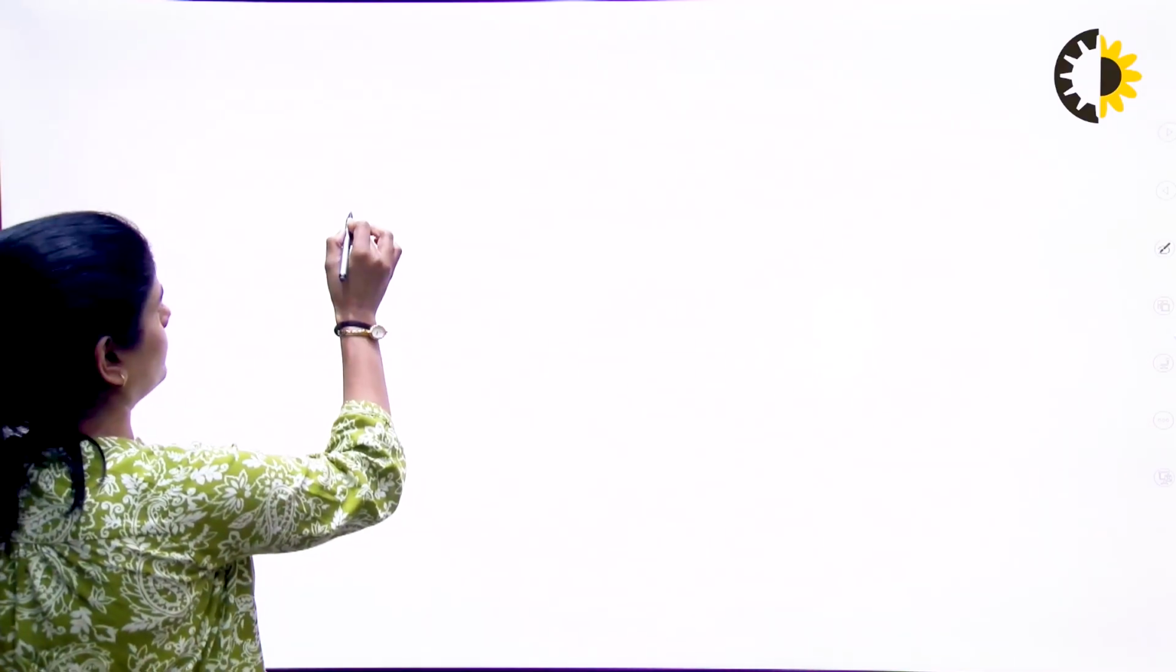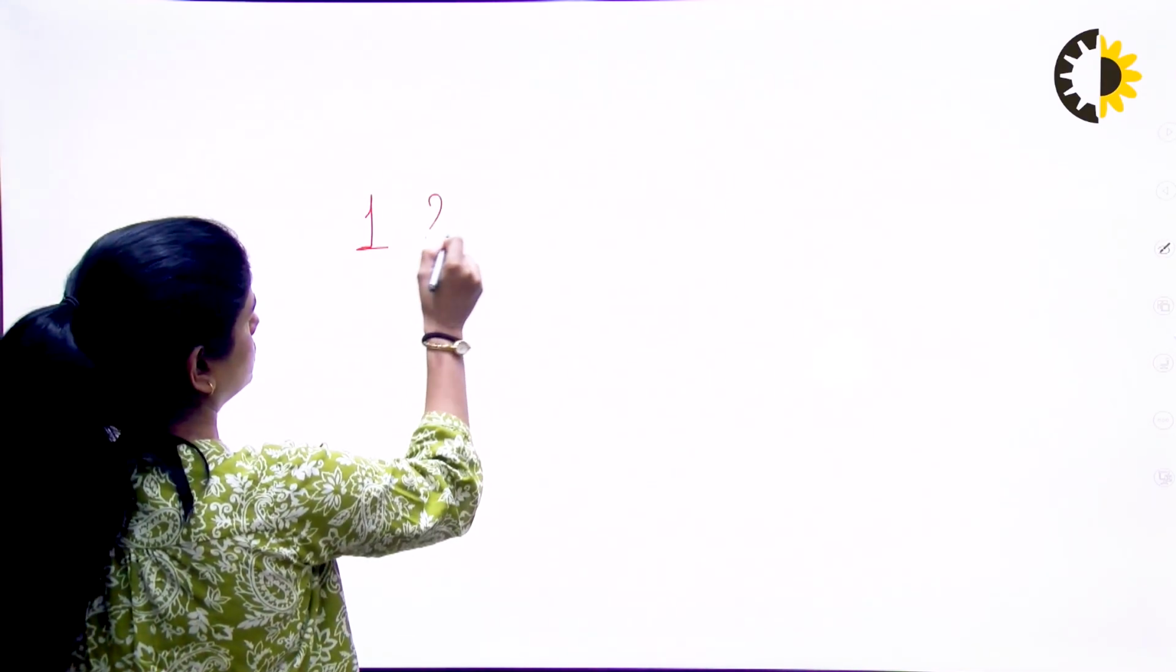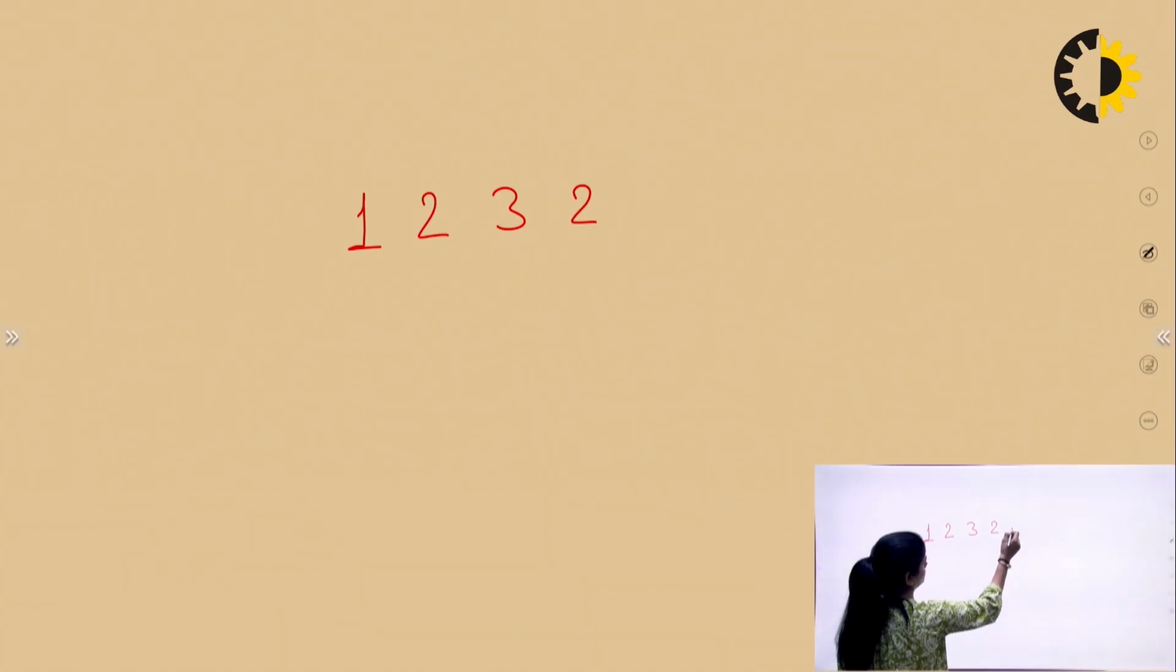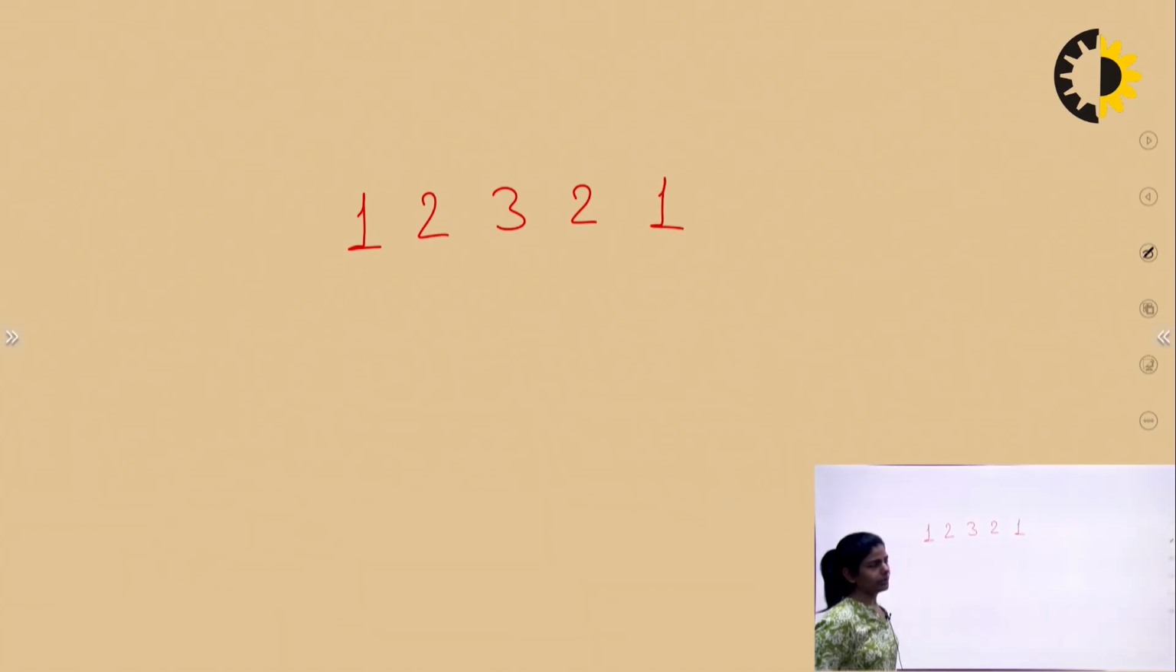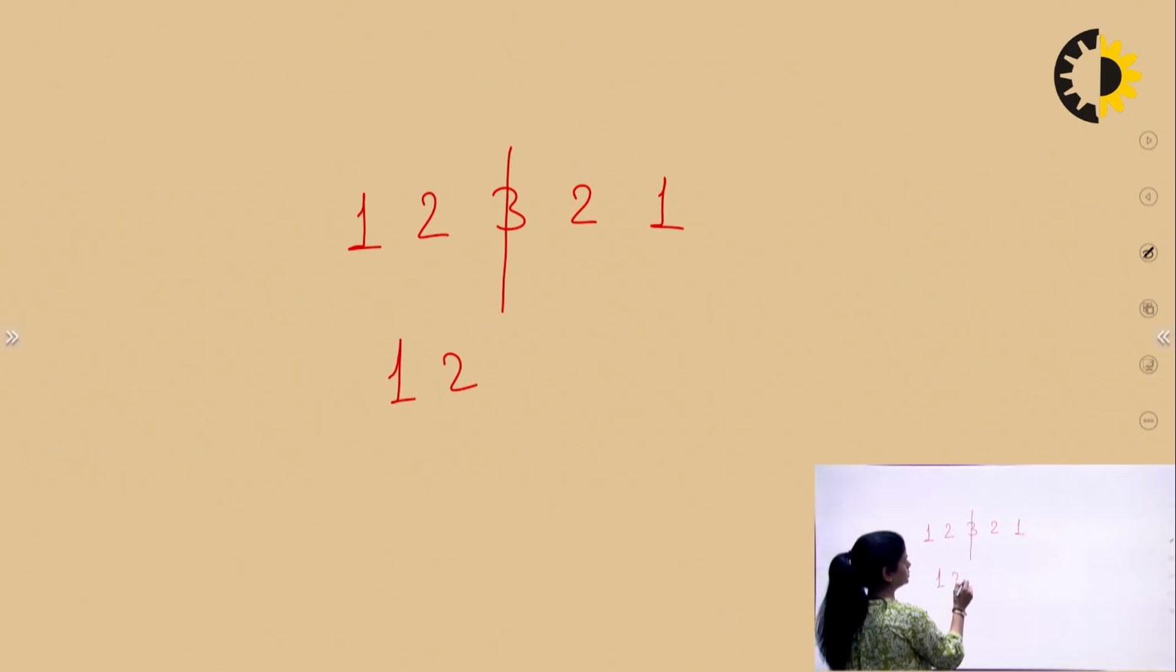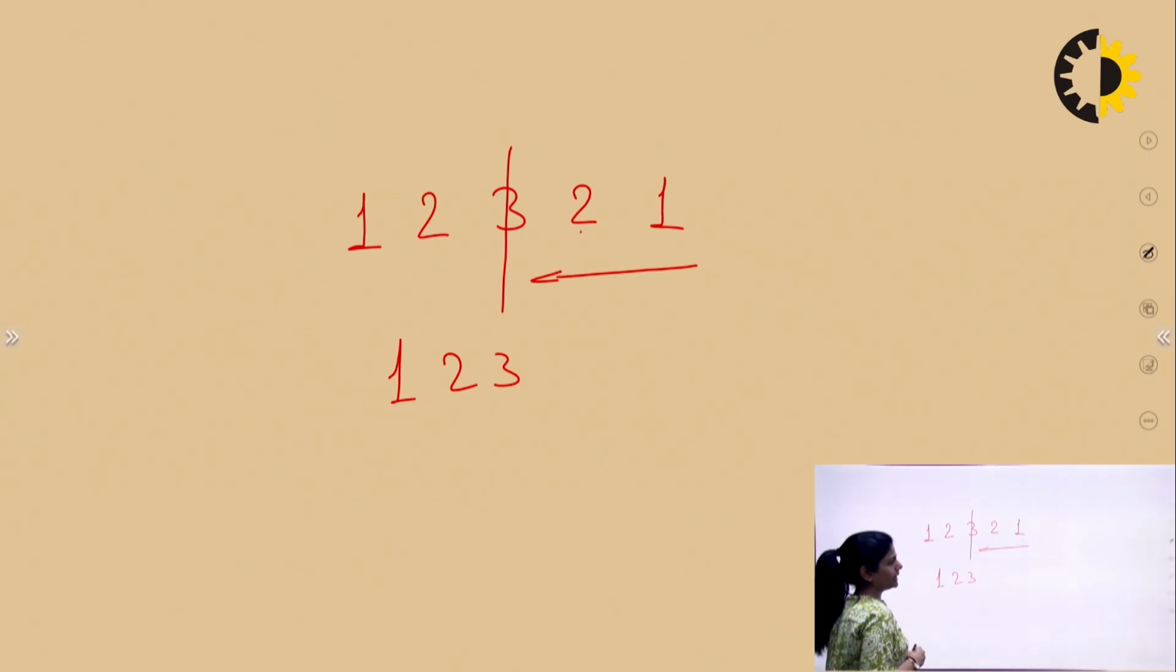What is the meaning of palindrome number? Palindrome number like 1, 2, 3, 2, 1. Mirror number. Like आप अगर लेफ्ट से पढ़ेंगे तब भी और राइट से पढ़ेंगे तब भी नंबर. जैसे 1, 2, 3. Where is the 1, 2, 3? This is a palindrome number.